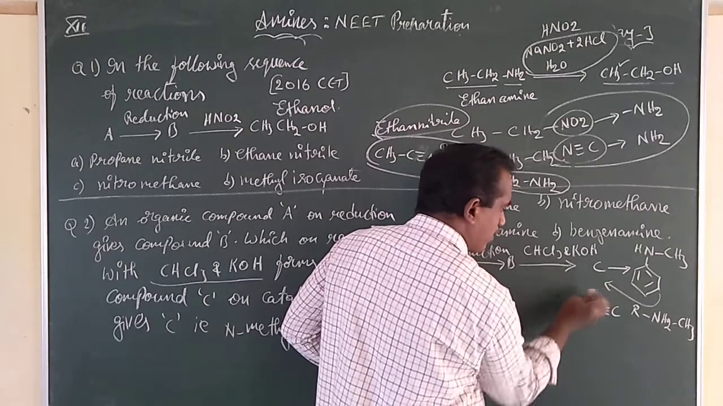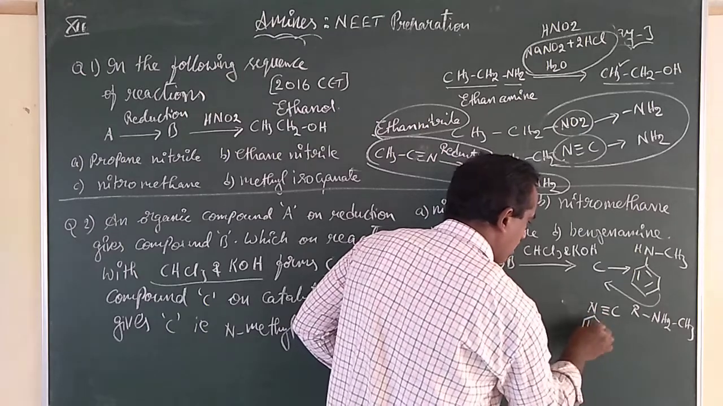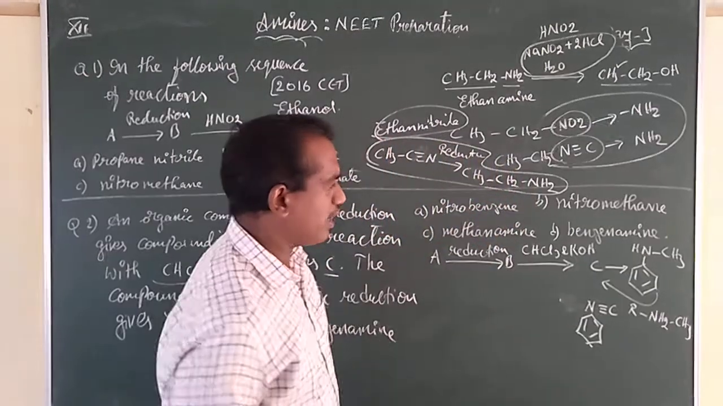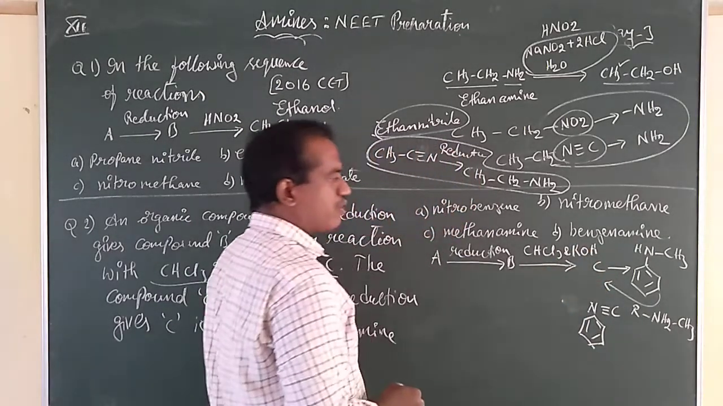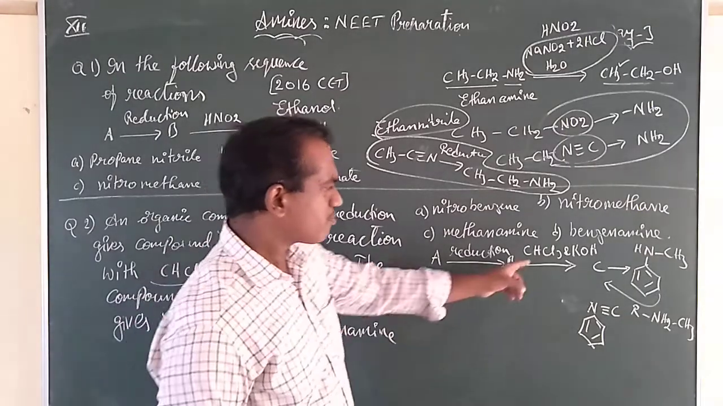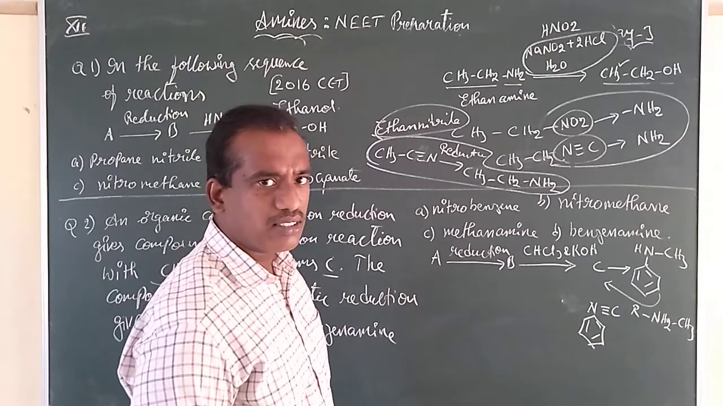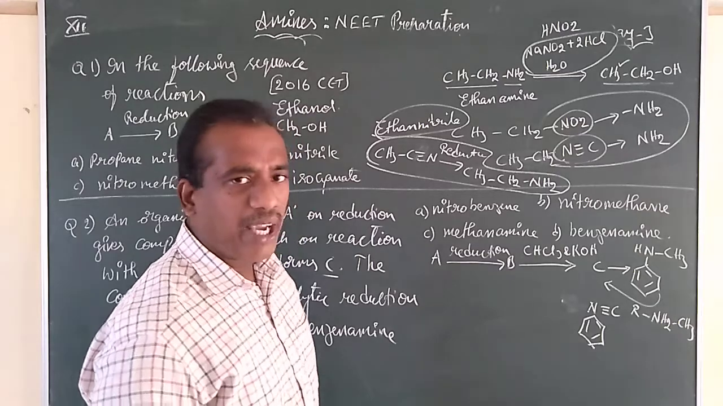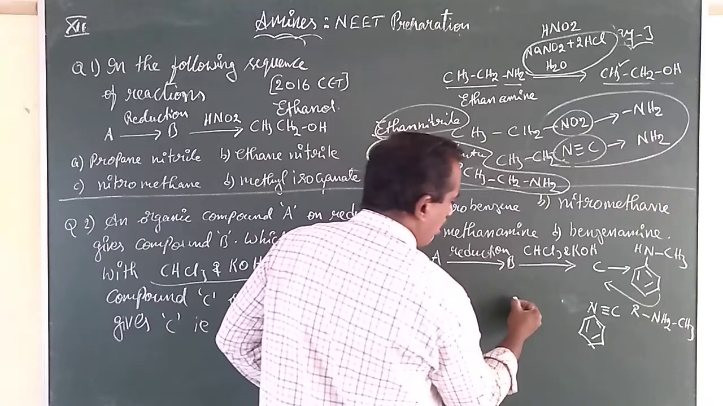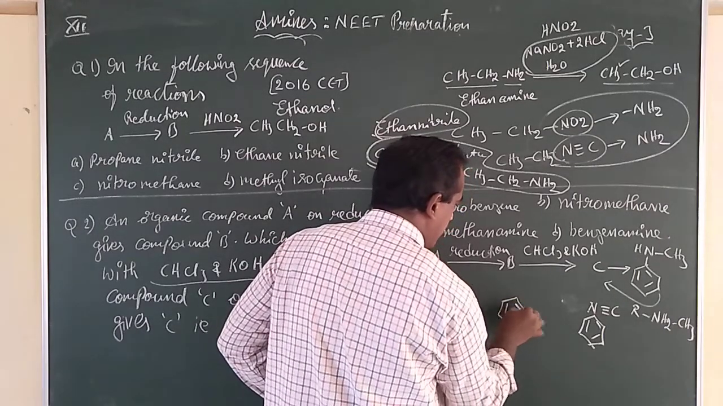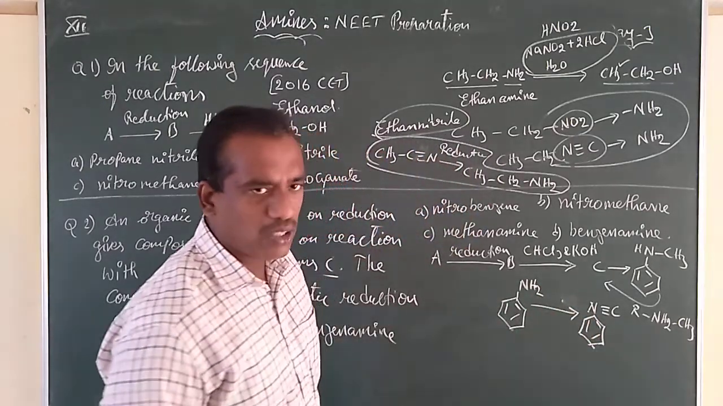Now I am working with this C. R is the benzene ring here. Benzene isonitrile is there. How did we get this one? You can see CHCl3 and KOH. What is the reagent name here? Carbylamine test. Yes, carbylamine test. Amines, maybe aliphatic amine or aromatic amine, when reacted with this carbylamine reagent, will give the isocyanides.